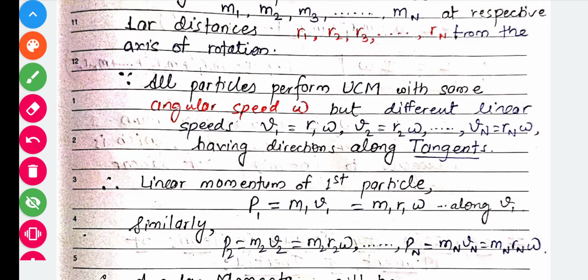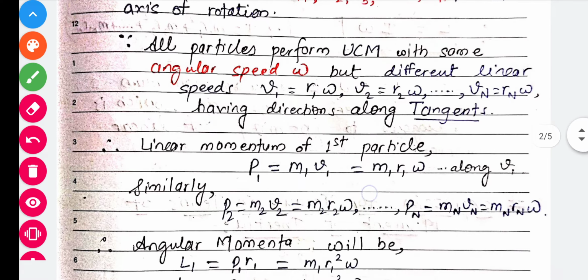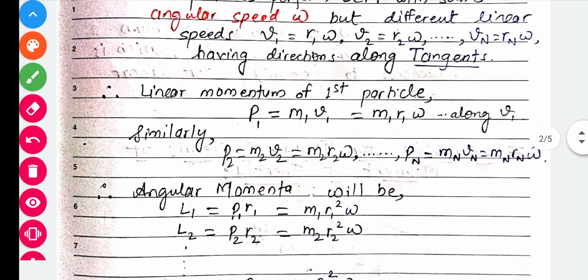So that's why we have here the linear speed of the first particle, V1 = R1 omega, the second particle, V2 = R2 omega, and up to the nth particle, that is Vn = Rn omega. They have directions along the tangent, as I have explained earlier. So that is the value of linear speed.